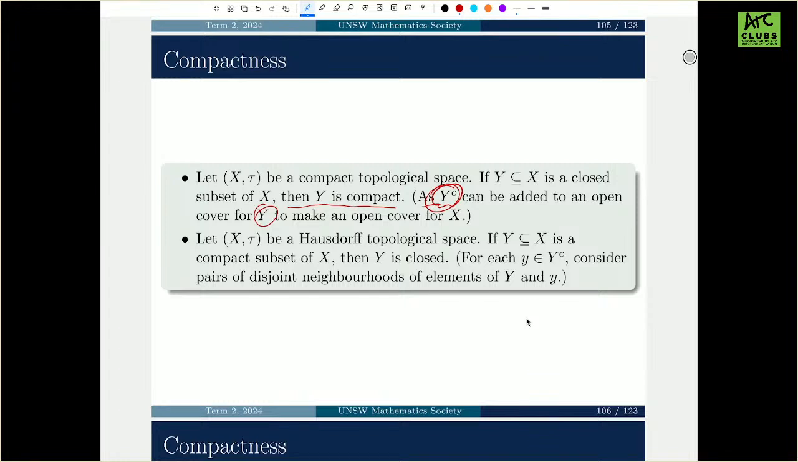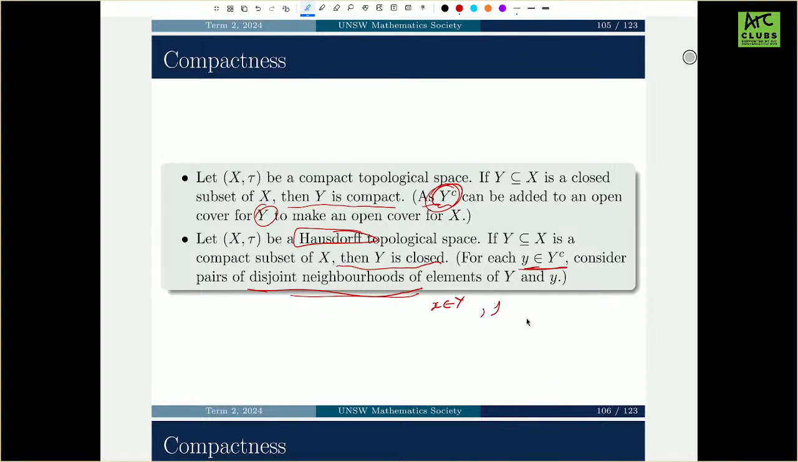As for this other thing, suppose we have a Hausdorff topological space. If Y, a subset of X, is a compact subset of X, then Y is closed. The reason is that for each point in Y complement, we want to find an open ball around it, because we're showing that the complement is open. So you consider pairs of disjoint neighborhoods of elements x and y. We know such disjoint neighborhoods exist because of the Hausdorff property.